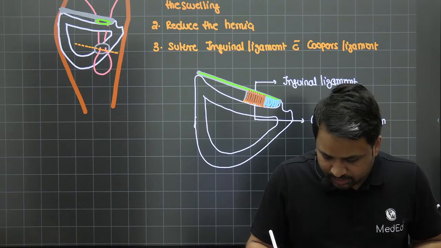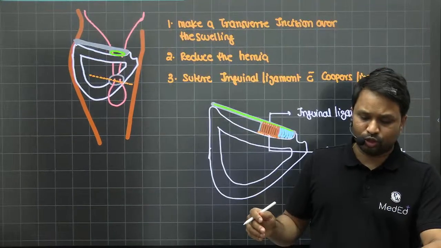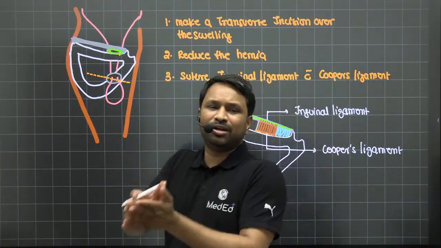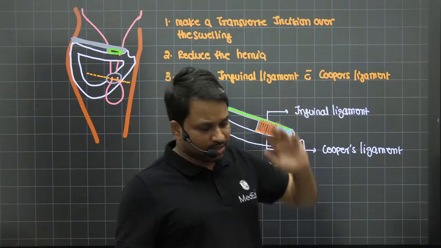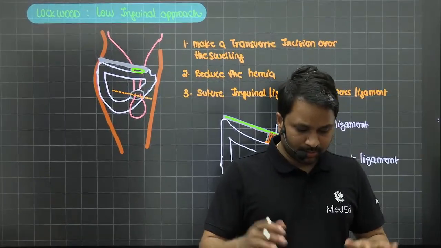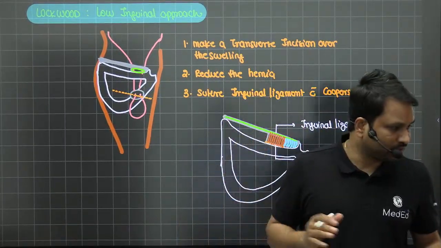आपने inguinal ligament को you have sutured it to the Cooper's ligament, दोनों के बीच में obliterate ही कर दिया. ना बजेगी बांसुरी, खत्म कहानी. ठीक है? So this is what your Lockwood repair is. आई बात समझ में? Clear है?